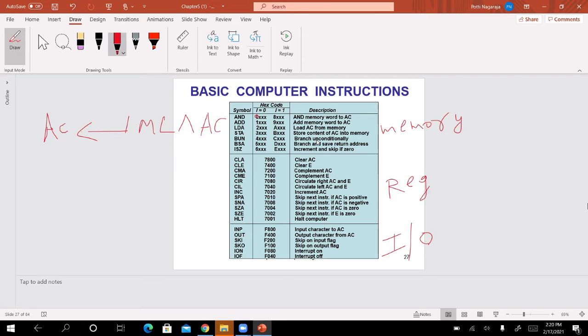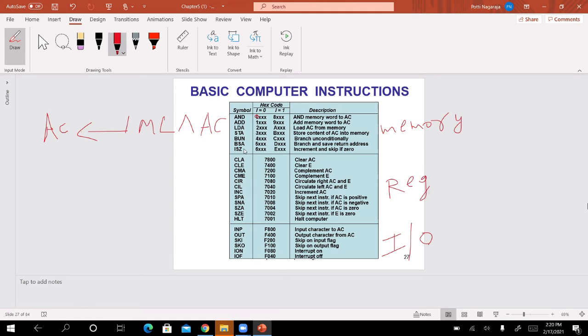Then next one, branch unconditional, 4 triple X. The meaning is, suppose you are a student executing one program and suddenly you get one more program. Then you have to skip this and definitely attend program 2. Initially you are executing program 1, now you get an interrupt of program 2. Then you have to leave program 1 and go for program 2. That is called branch unconditionally.